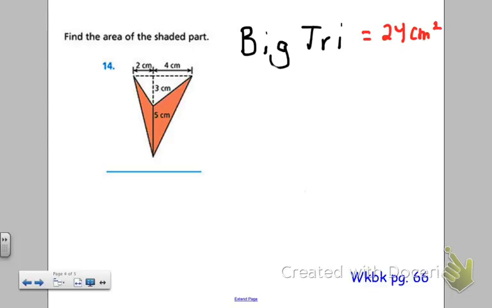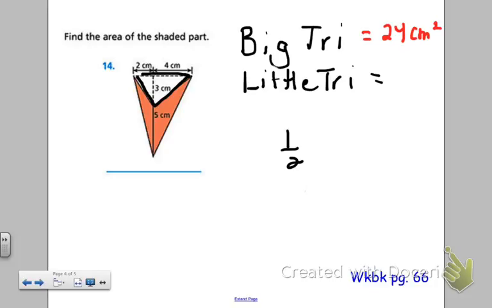And let's see. The white triangle's right here. Notice the base is the same. Let's see, I'm going to write little triangle. The base is the same. The base is still 6. The height is different though. The height is only 3. And half of 6 is 3. 3 times 3 gives us 9.